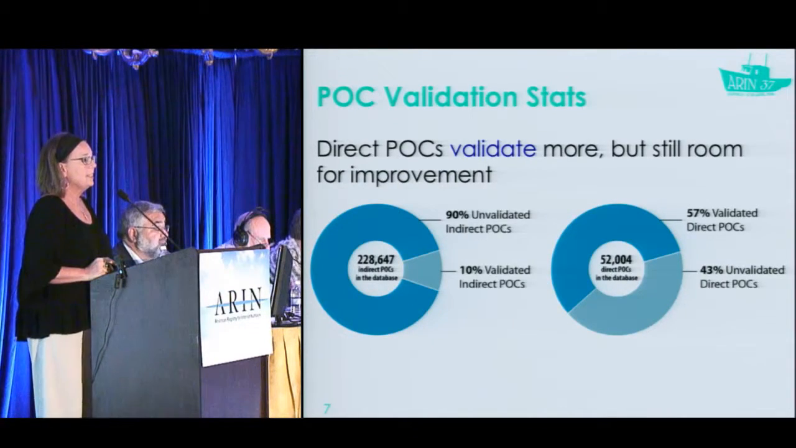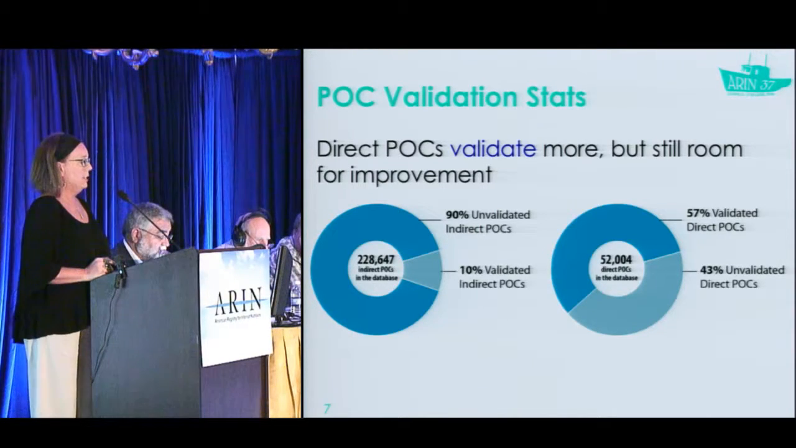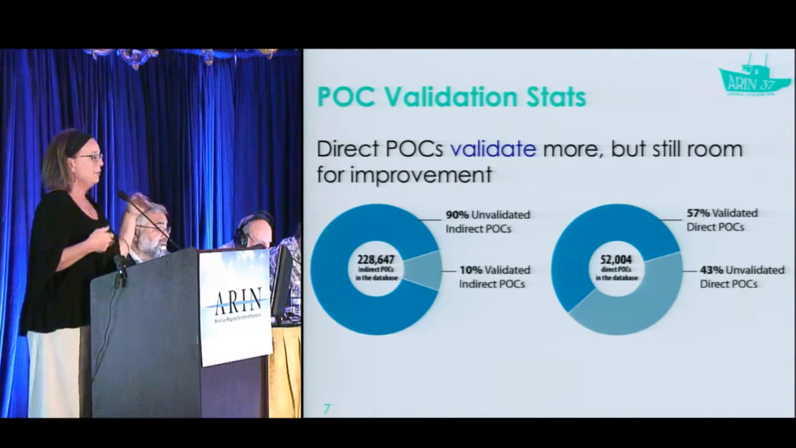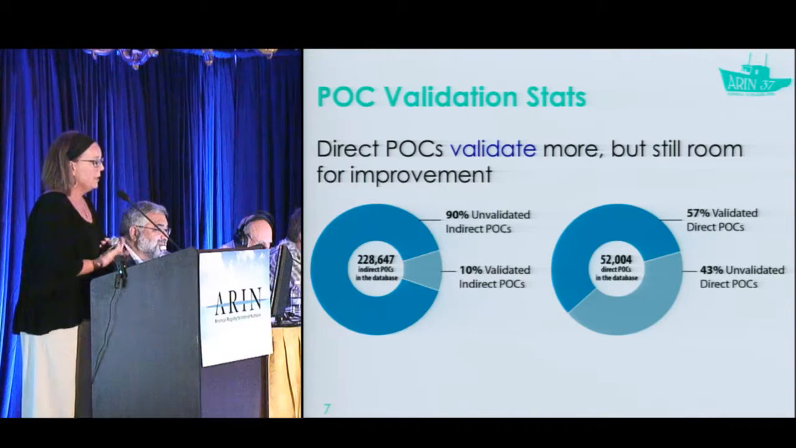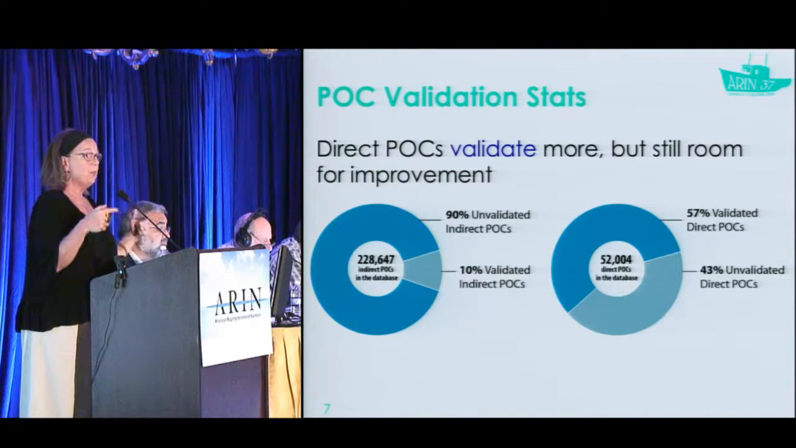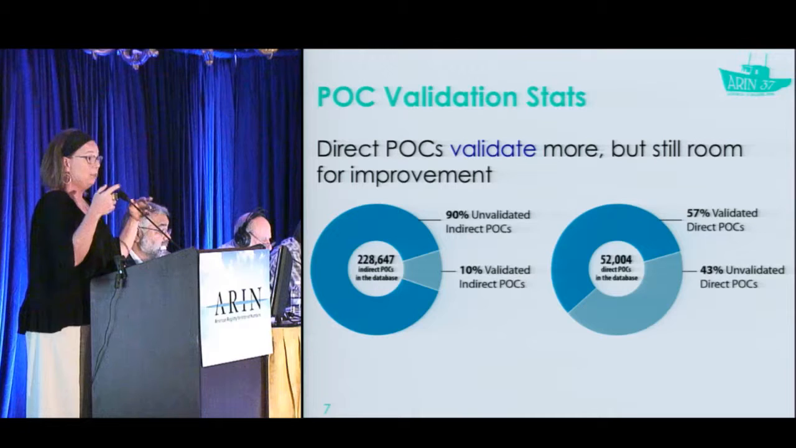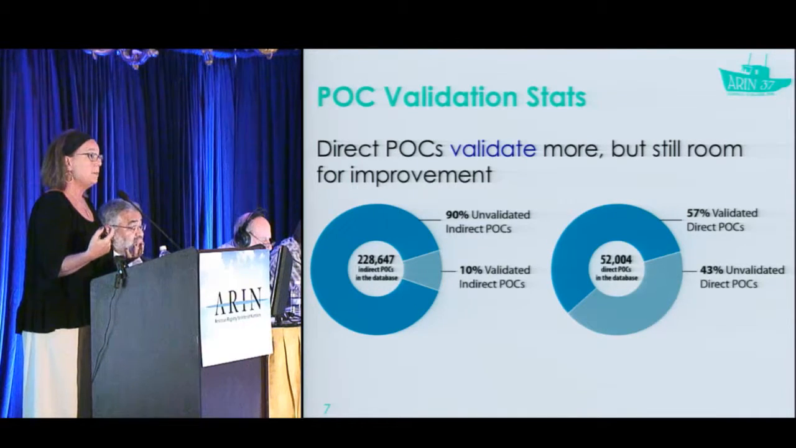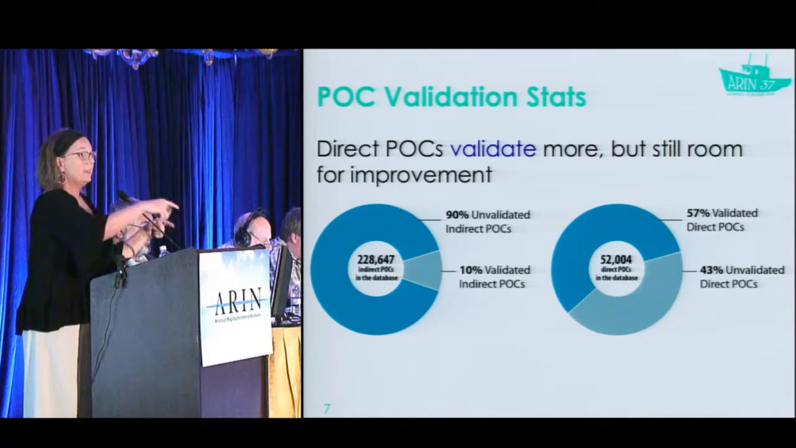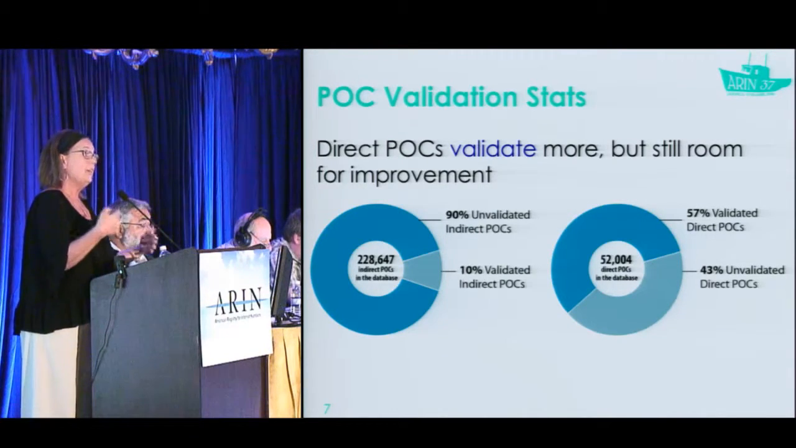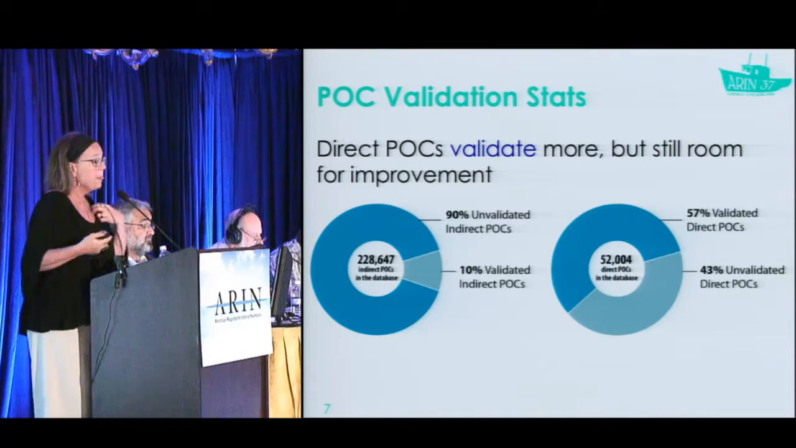Looking at POC validation statistics, let's see. I'm going to go down to the data first. On the left-hand side shows the total number of 228,647 indirect points of contact in ARIN's database. An indirect point of contact is one that received a reassignment from an upstream ISP. So an upstream ISP is typically registering these points of contact, and they don't have their own resources through ARIN, they have them through an upstream ISP.